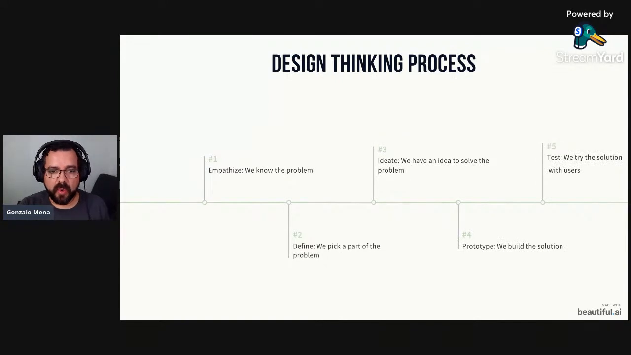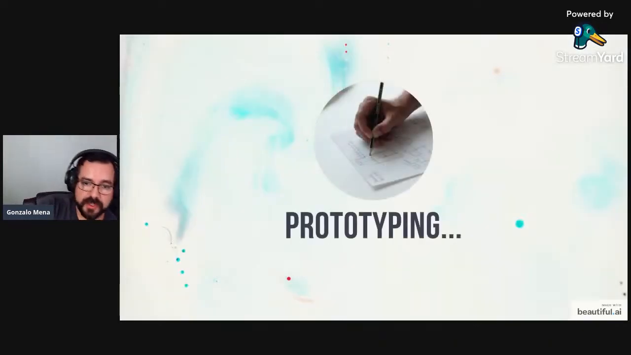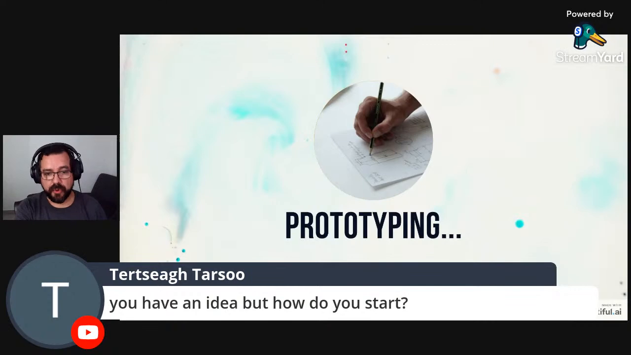So now we know the problem. After stage 1, empathize, we pick a part of the problem, that is stage 2, and now we have the idea to solve the problem. We have the solution in our heads to solve the problem. So in 3 weeks, we went from, I think that they might want this to solve their problem, to, I know that this solution is going to help real people with real problems. And we will move to stage 4 next week, which is prototyping.